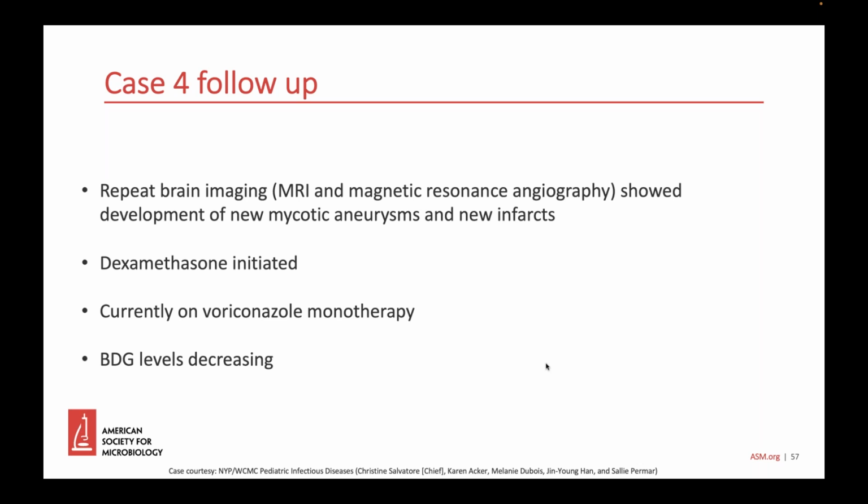So the follow-up, so this is an ongoing case. Repeat brain imaging showed development of new mycotic aneurysms and new infarcts. Dexamethasone was initiated. The patient is currently on voriconazole monotherapy, and now we're seeing the beta-D-glucan levels decrease, which is wonderful to see. So again, a lot of thanks to my PEDS-ID colleagues for sharing this case and all their hard work that they do with this and all their other patients.